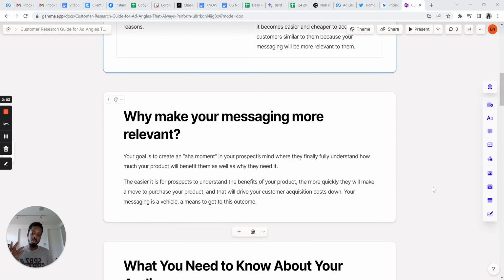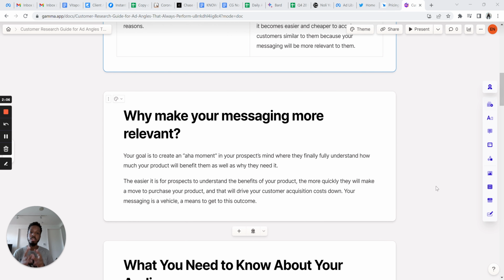Now, why do you want your messaging to be relevant? This is because your goal as a marketer, even if you're a founder doing any kind of marketing, is to create an aha moment in the prospect's mind, right? Where they finally understand how much your product is going to benefit them, as well as why they need it. The easier it is for prospects to understand your product's benefits, the more quickly they'll make a move to buy it. And that'll bring down your customer acquisition costs. Your messaging is basically a vehicle to get to that purchase decision, all right?